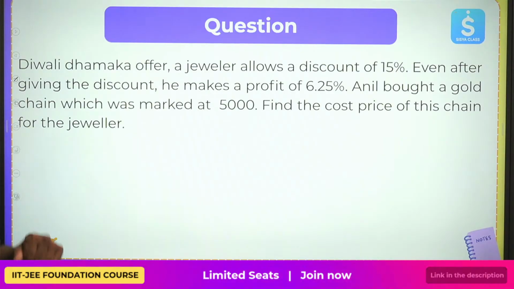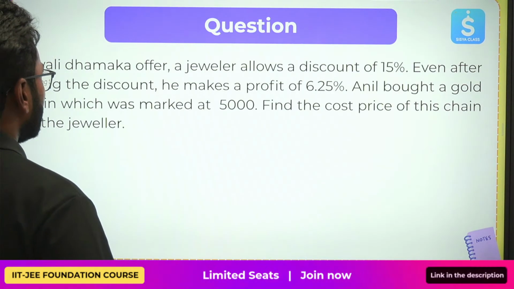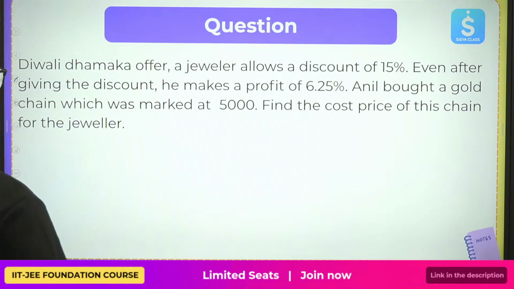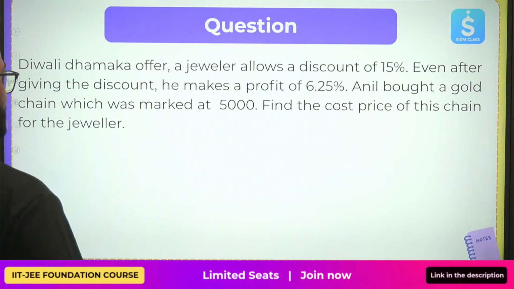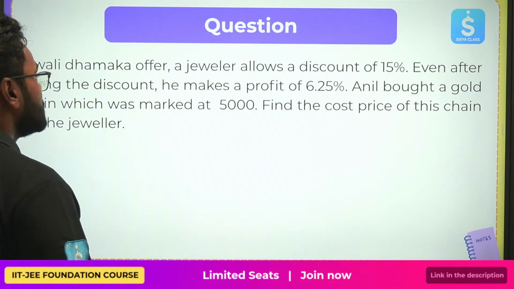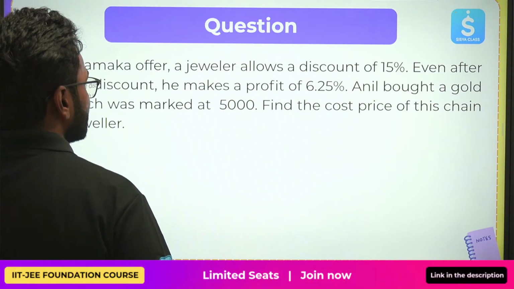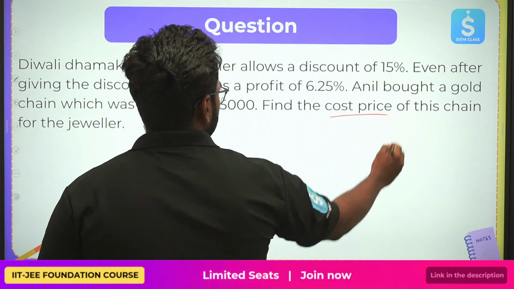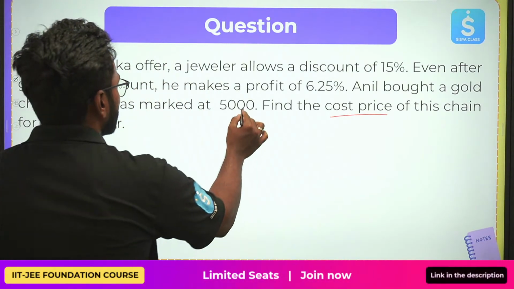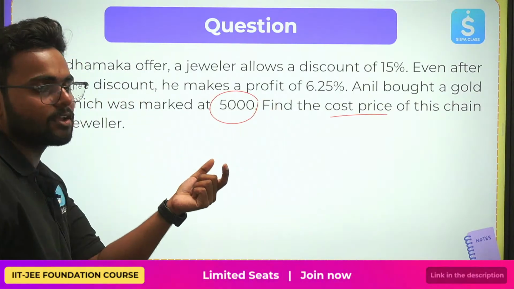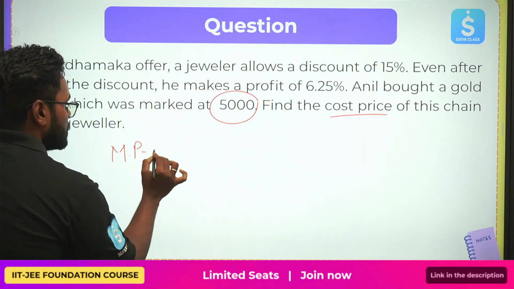So now let's solve some questions. Diwali, okay, we have a Diwali offer going on. A jeweler allows a discount of 15%. Even after giving the discount, he makes a profit of 6.25%. Anil bought a gold chain which was marked at 5,000 rupees. Find the cost price of this chain. Okay guys, you understood this? So basically this is the mark price, the price tag you have, right? That is the mark price: 5,000 rupees.